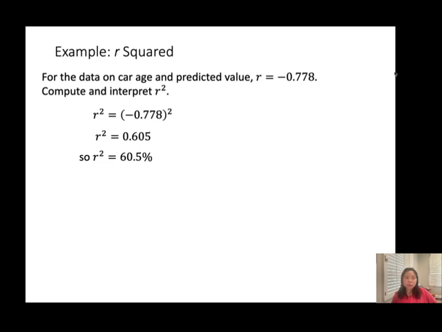Now we interpret the R squared. The car age explains about 60.5% of the variation in car value. That's it.